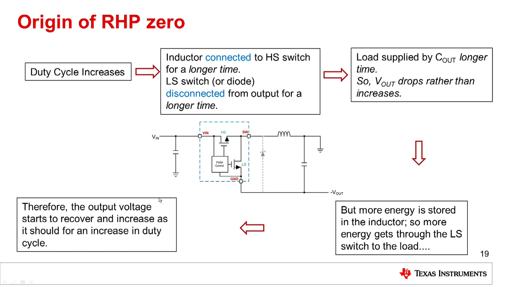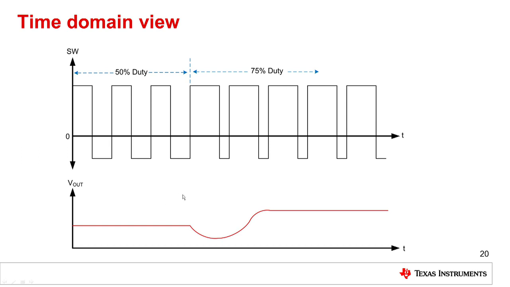So essentially, if we look at it in a time domain transient, suppose the duty cycle is running here at 50% and all of a sudden we increase it to 75%. In a buck regulator, we would expect this output voltage to climb and then reach a new steady state value. Here, in a buck boost, the output voltage actually falls first and then increases to its new steady state value.